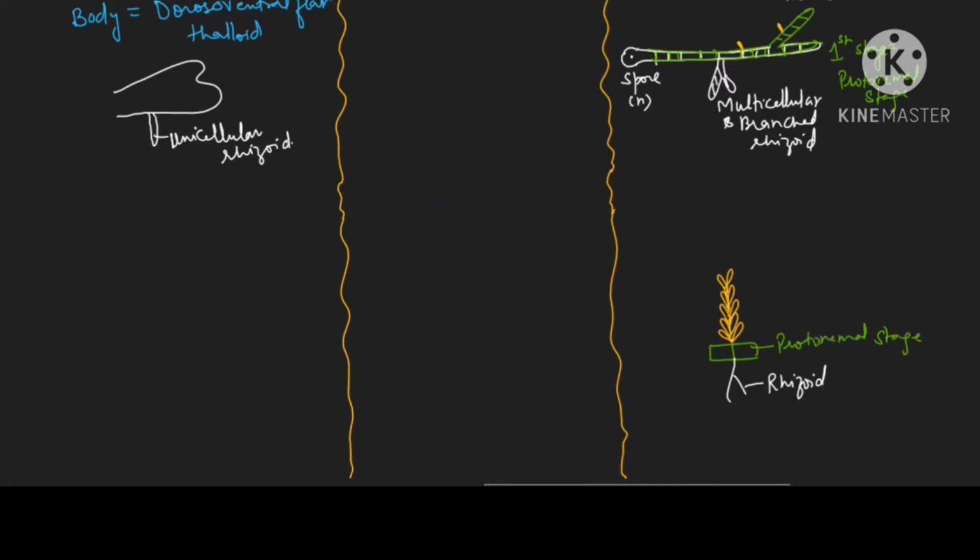And this is your leafy stage. So stage 2 is the leafy stage and stage 1 is the protonemal stage. Check carefully from the diagram. Stage 1 is not bearing any sex organ. Now the leafy stage will bear the sex organ. That is why we say leafy gametophore. We call this stage the leafy gametophyte stage or leafy gametophore.